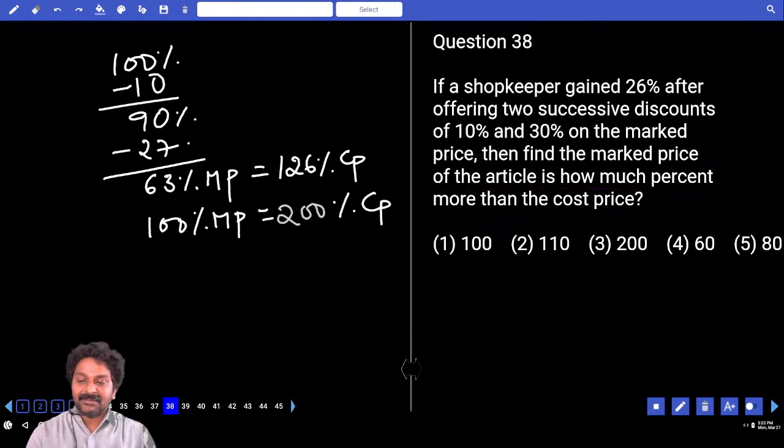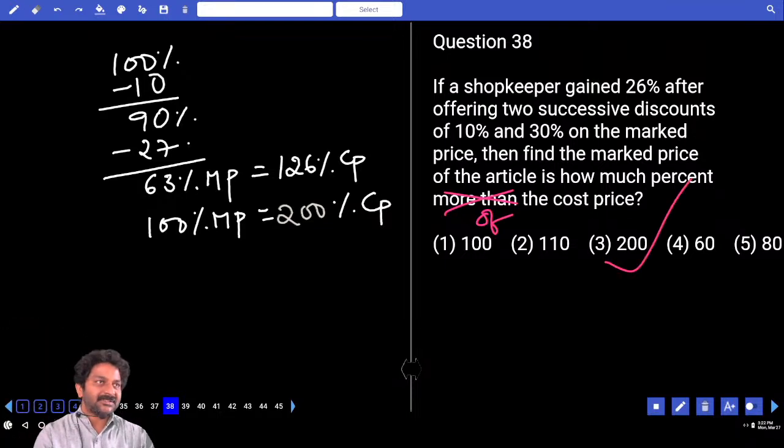In the same question, instead of more than, if the question is find the market price of the article is how much percentage of the cost price, then answer is 200%.